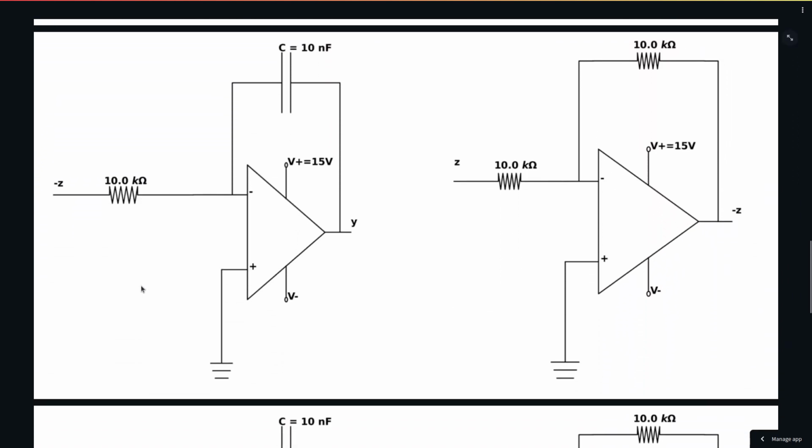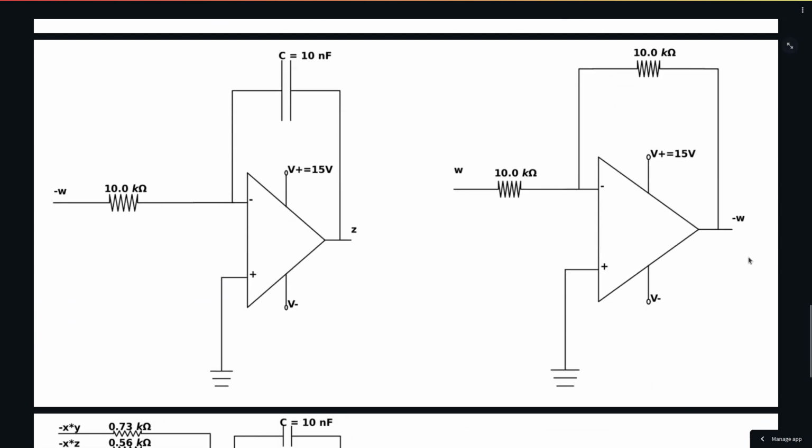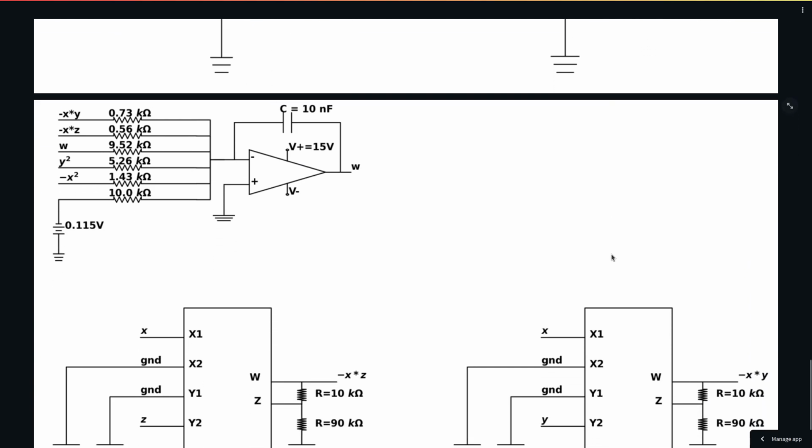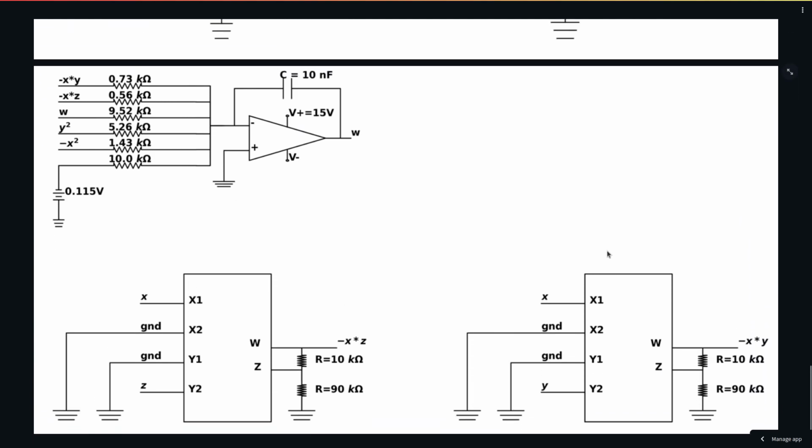Similarly, for the second equation, we have minus z as an input to the integrator, outputting y, where minus z is generated by passing z through an inverting operational amplifier. Same holds for the third equation, where minus w is the input to the integrator, and minus w is generated via w through an inverting one. And the last equation, and most important, we can see it here.